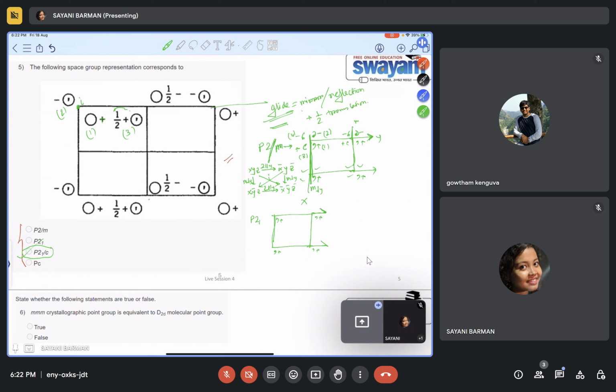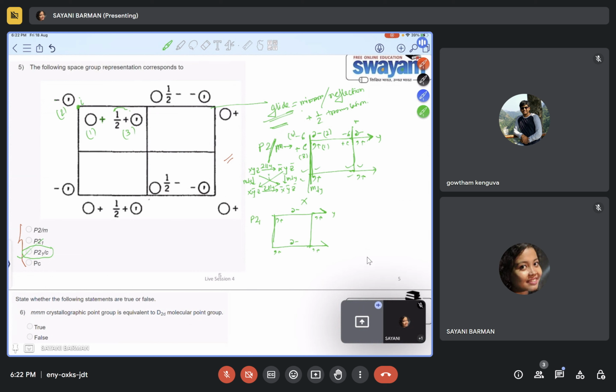Now, 2-1 screw means twofold rotation plus half translation along y. So this is the y-axis. Twofold rotation, it will come here plus half translation, it will go there. So we'll just remove this one because this is the intermediate state. Now this is the point.